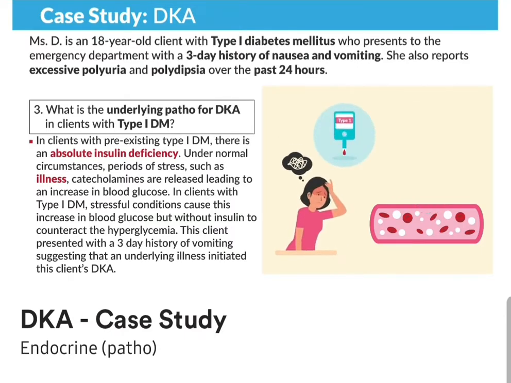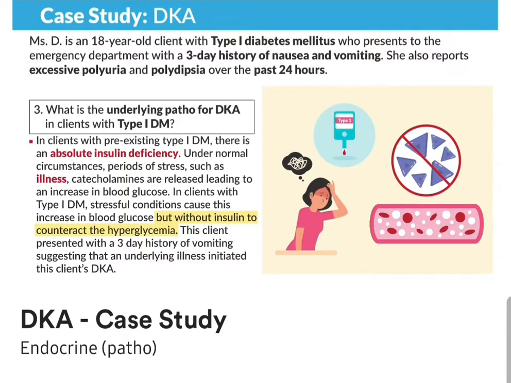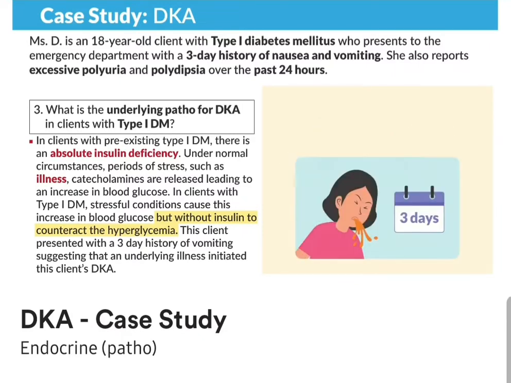So in clients with type 1 diabetes mellitus, stressful conditions cause an increase in blood glucose, but without insulin to counteract that hyperglycemia. Those are some big key terms right there. There's no insulin to bring down that sugar, so we get hyperglycemia. This client presented with a 3-day history of vomiting, suggesting that the underlying illness initiated this client's DKA.